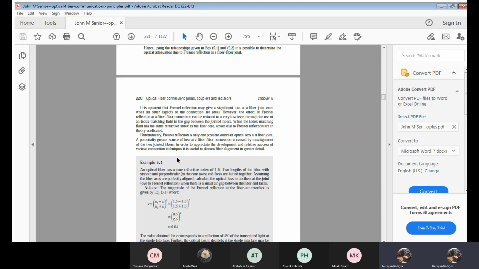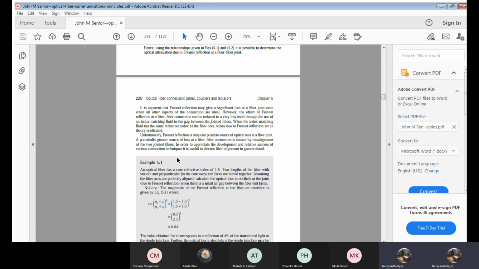Now, can we try to reduce this loss? Yes. Whatever Fresnel reflection we get here, we may reduce it. Now how? Whatever the effect of Fresnel reflection we find at a fiber to fiber connection, it can be reduced by using one fluid, that is index matching fluid. Exactly that will be applied between the jointed fibers. At the point where we find a fiber joint, we apply this index matching fluid.